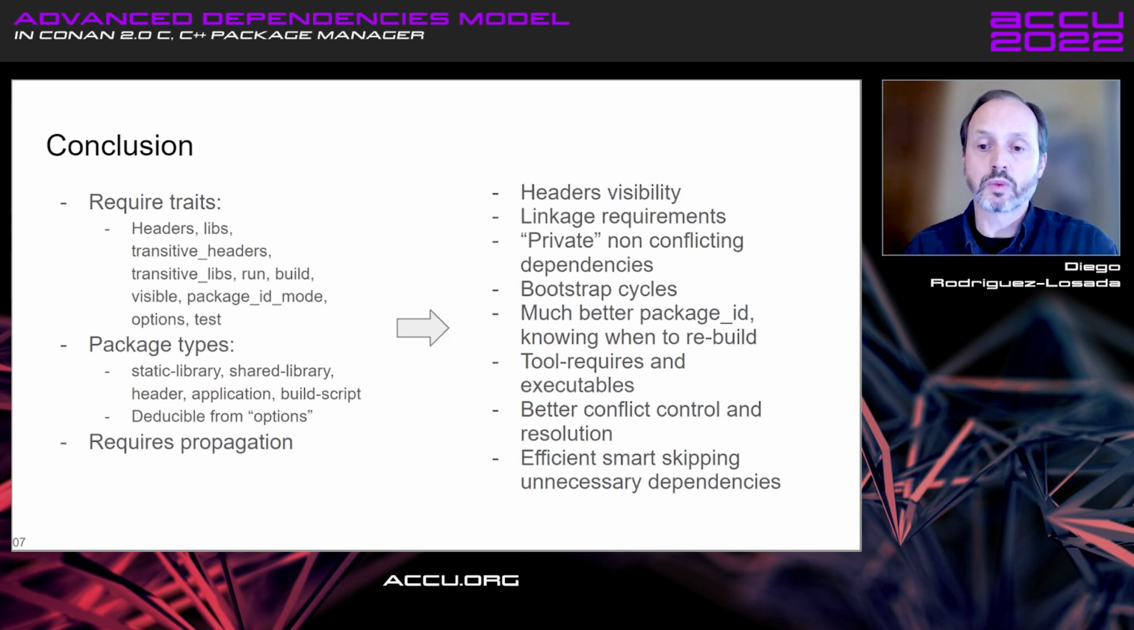We have seen and demoed that we can hide the headers visibility. We can really avoid propagating the linkage through shared libraries if not needed. We can implement private dependencies, very simple. We can do things like bootstrapping. Now we can have a CMake 3.20 package require CMake 3.19, for example, if we want to. Okay, the much better package ID will be saving tons of time for developers and CI. The tool requirements and executables are managed in a better way. Conflicts and resolution are also necessary, and the smart skipping of dependencies.